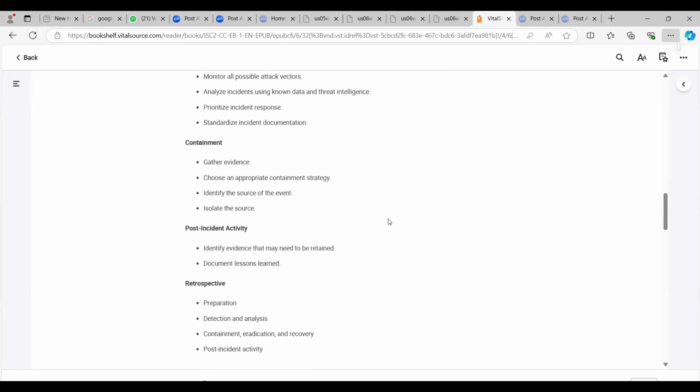So containment is where you will gather evidence or artifacts about an intrusion. Also, it's where you will choose an appropriate containment strategy. So maybe you want to finally mitigate it, or you want to isolate the incident. You don't want it to move past the department or past the network. So that's basically containment. So you want to identify the source of the event. Where is the event coming from?